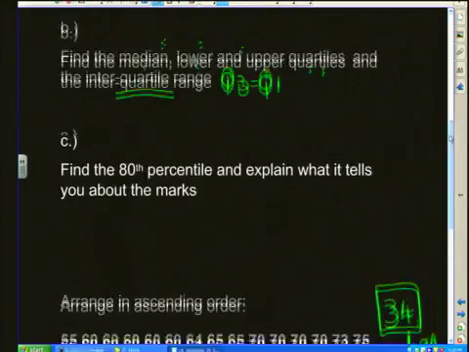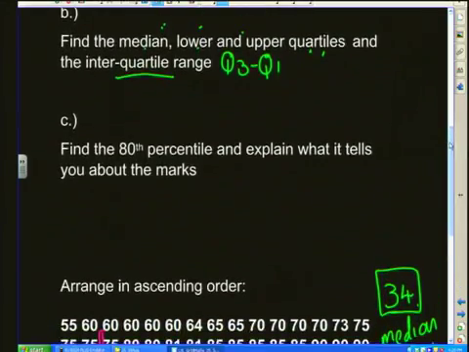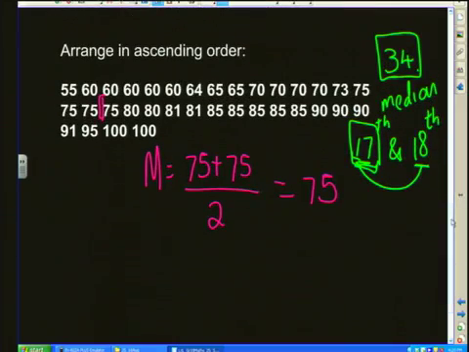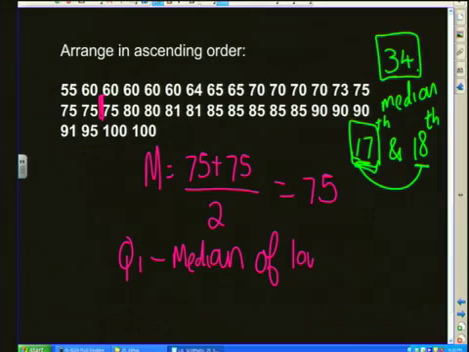Okay. The next thing they wanted us to do was to find the lower and upper quartiles. Now, once you've located your median, we know it's in this position here. Your lower quartile, which is Q1, is the median of the lower half of your values. So we're looking to the left of this, and we're finding the median of all of those values.